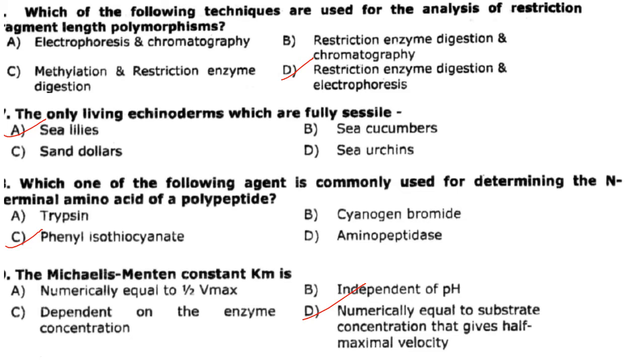Then the only living echinoderms which are fully sessile. So they are called as sea lilies. Answer is option A. Which one of the following agent is commonly used for determining the N-terminal amino acid of a polypeptide? So we use the reagent that is phenylisothiocyanate. Answer is option C. The Michaelis-Menten constant Km is numerically equal to substrate concentration that give half maximal velocity. Answer is option D.